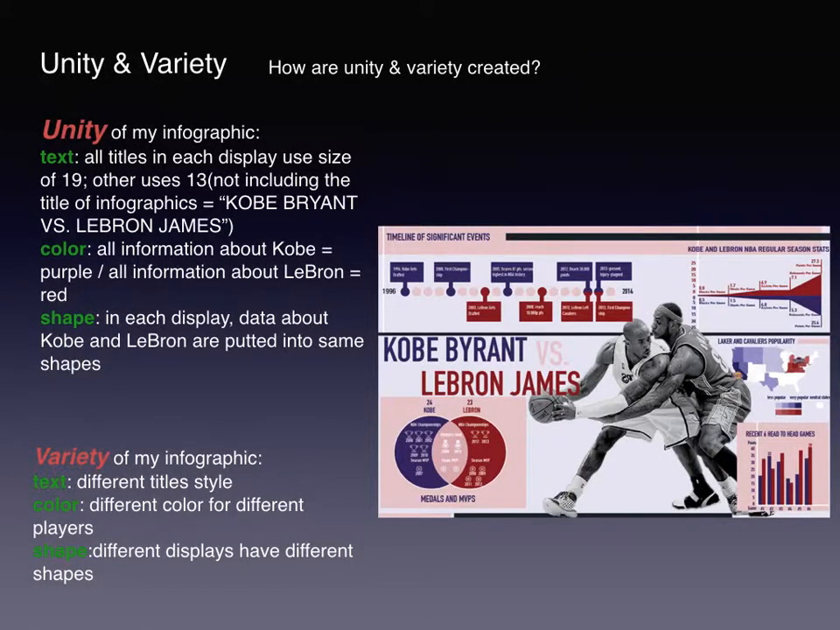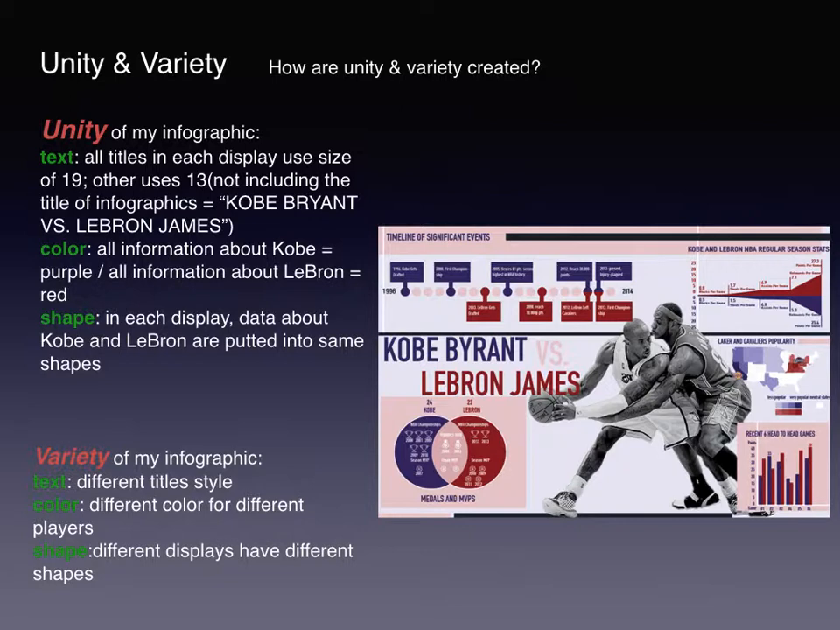Next topic is unity and variety. The question is, how are unity and variety created? Variety of my infographic. In the text respect, it has different title styles like my base model does. In color respect, I use different colors for different players. In shape respect, I use different shapes in different displays.